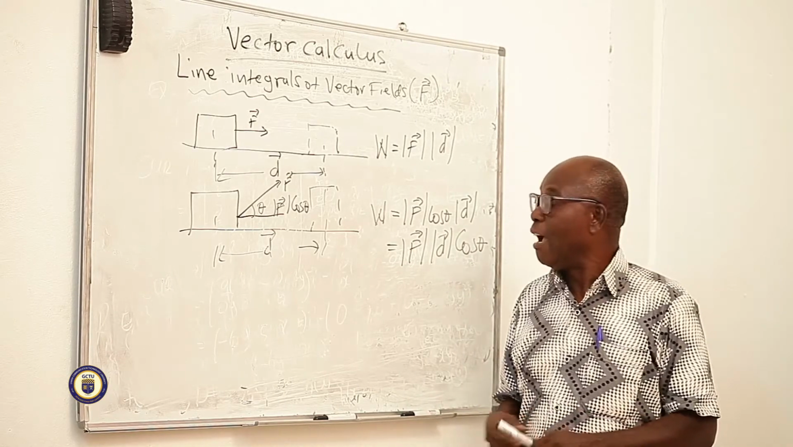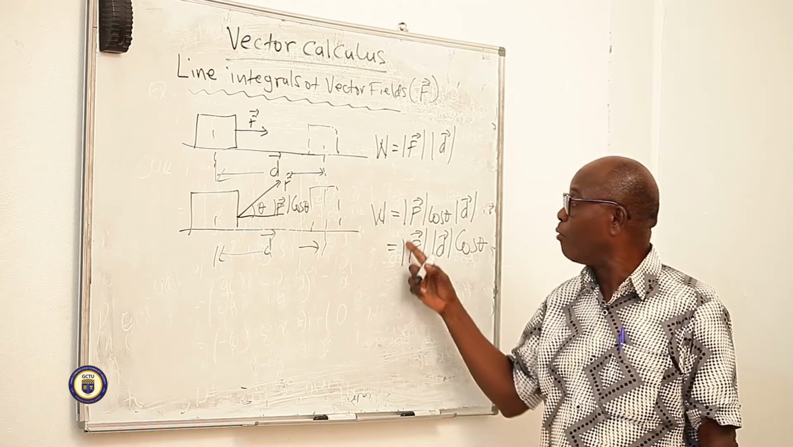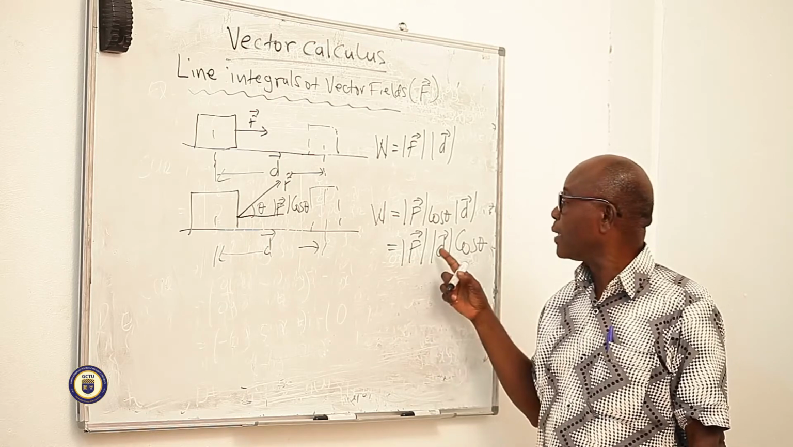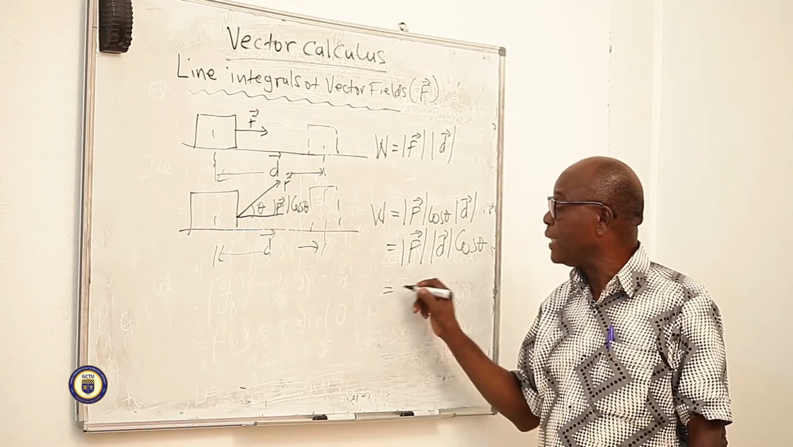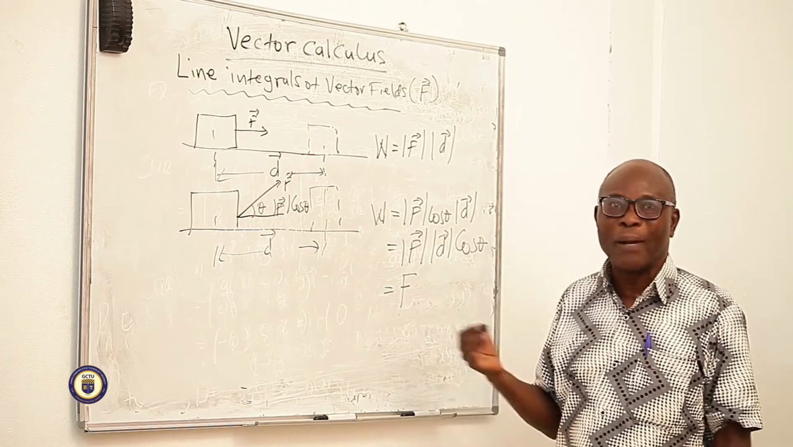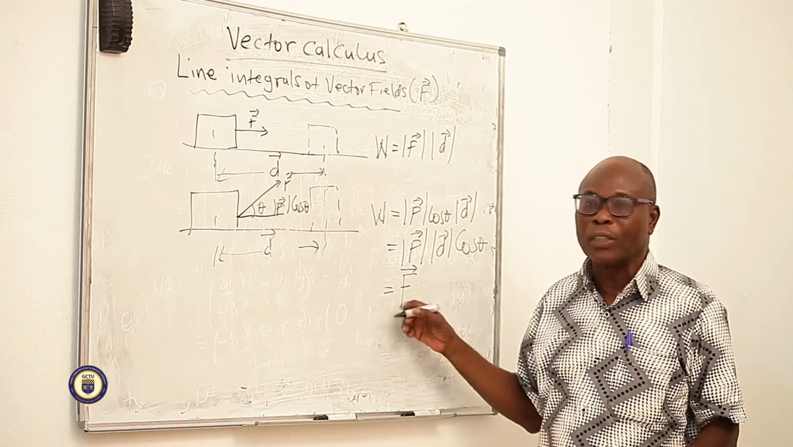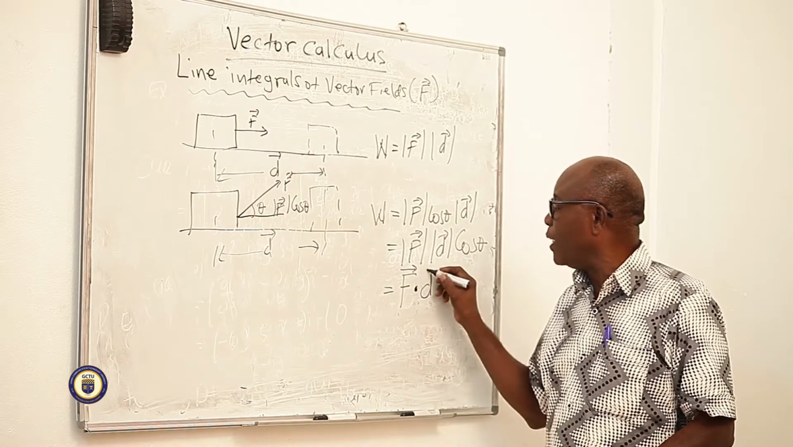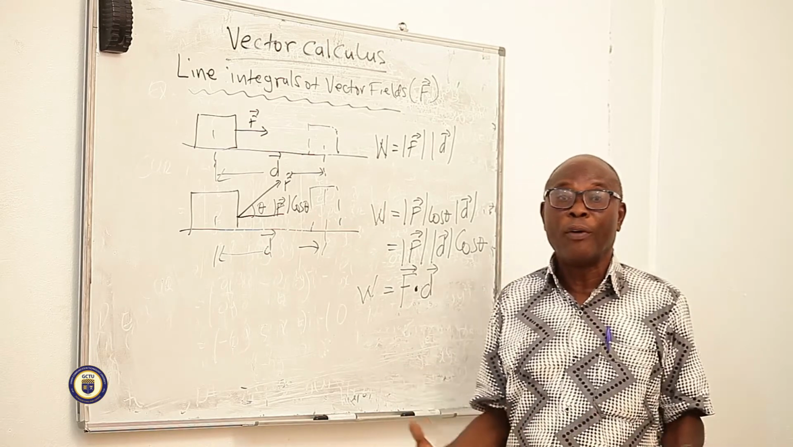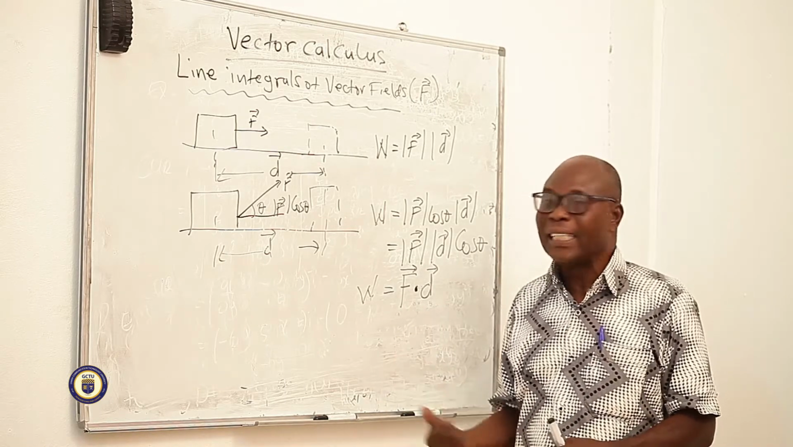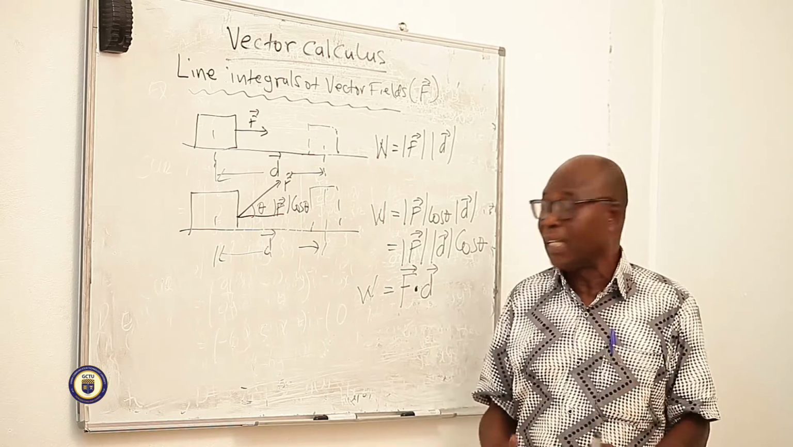And from our earlier lectures, we realized that the definition of the magnitude of F times the magnitude of D times cos theta is the same as the dot product. Remember the dot product that we learned. So we can write this as the dot product of the force F and the displacement or the distance. And so at this level, we realize that work done is a line integral, and it is calculated using the dot product.